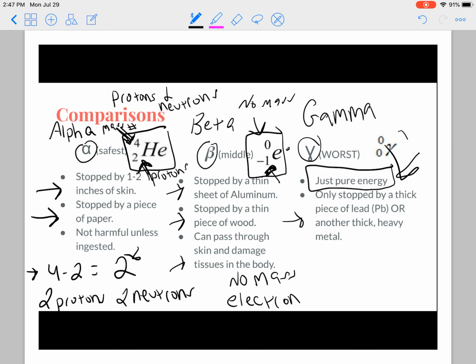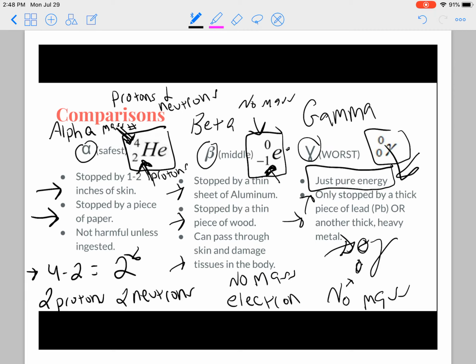Now moving on to gamma radiation. Now gamma radiation has a massive load of pure energy. It has no mass. Just pure radiation. So it has no mass whatsoever. Just a massive load of energy. So that's why it has 0, 0 here.